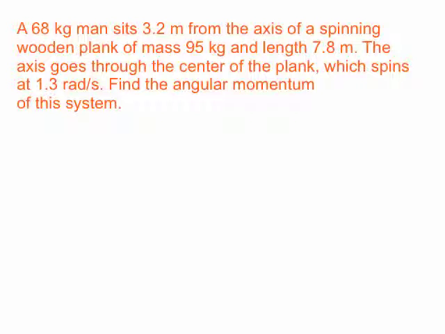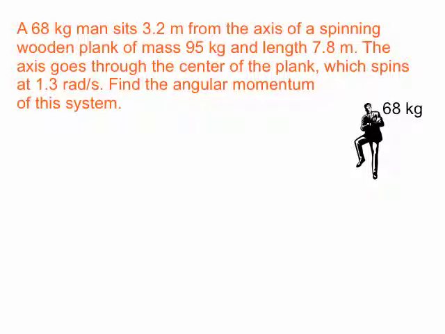All right, next, a 68 kilogram man is sitting 3.2 meters from the axis of a spinning wooden plank with a mass of 95 kilograms and a length of 7.8 meters. The axis goes through the center of the plank, which spins at 1.3 radians per second. Let's find the angular momentum.